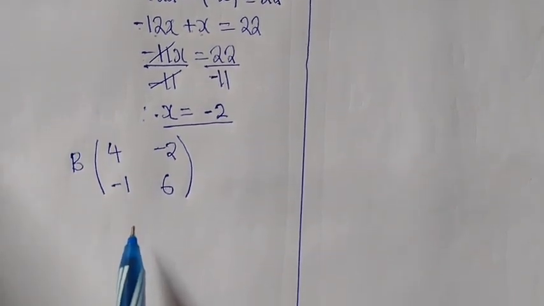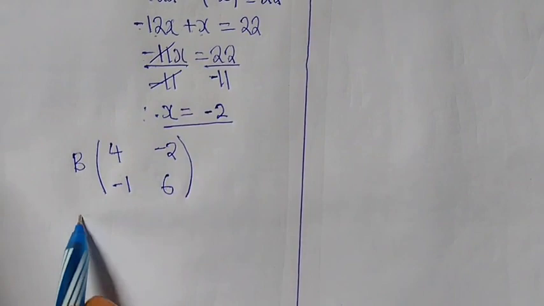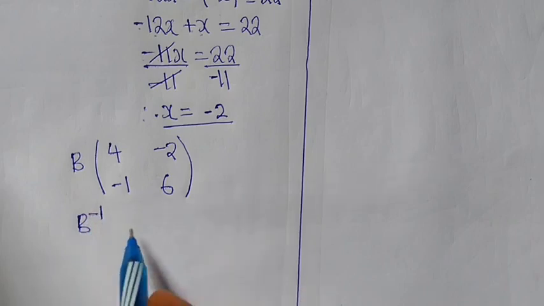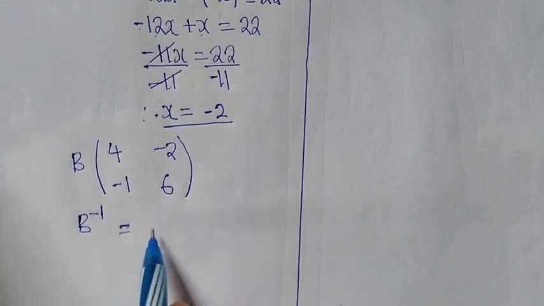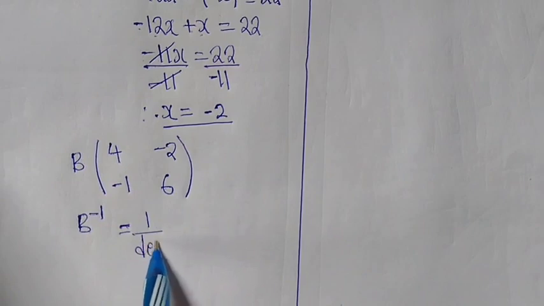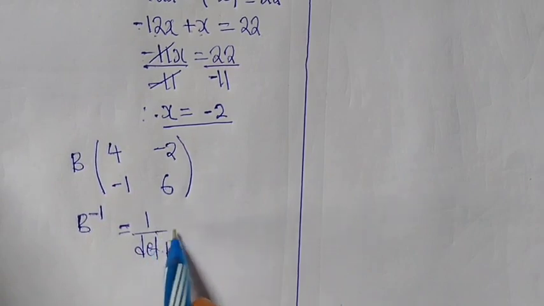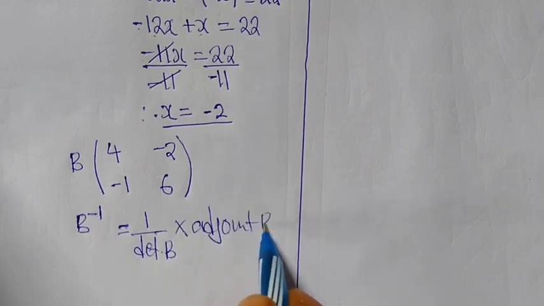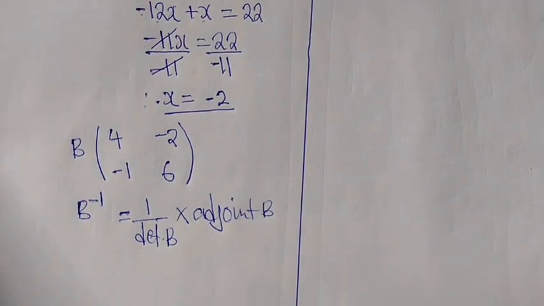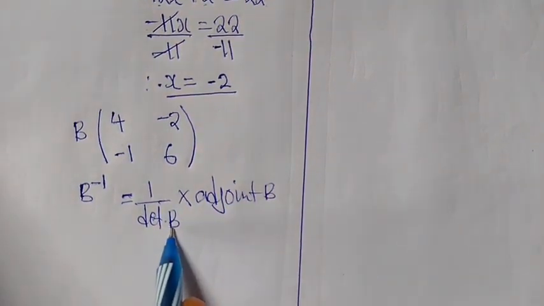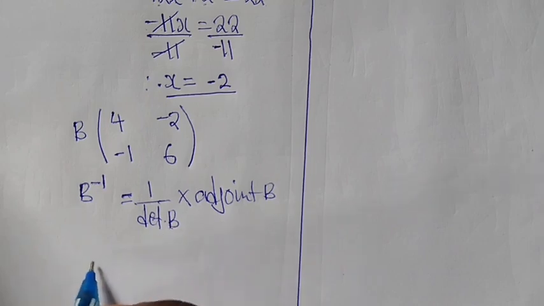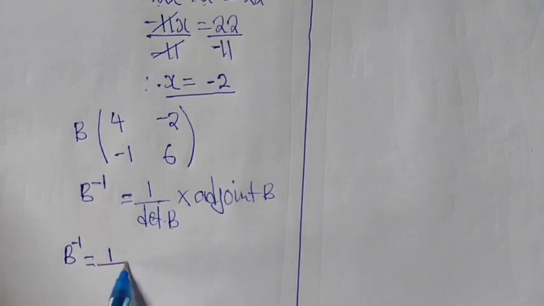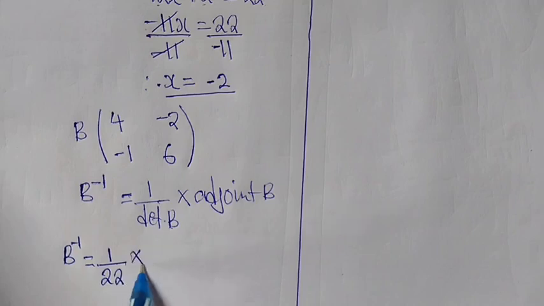Now, how can we find the inverse of B? The inverse of B, which is how we denote the inverse of the matrix, is equal to 1 over the determinant of matrix B times the adjoint of matrix B. So this is the formula. The determinant of matrix B has been given, which is 22. So B inverse is equal to 1 over 22 times the adjoint.